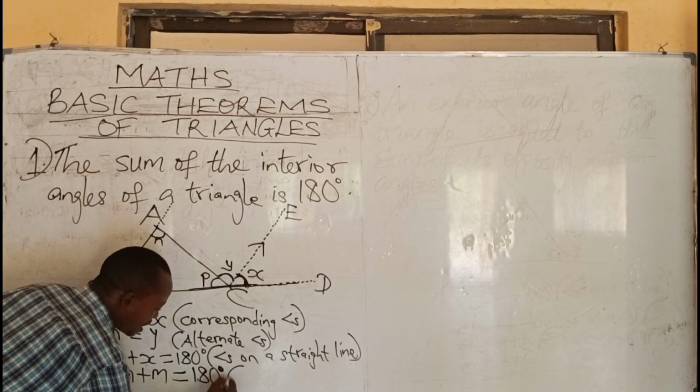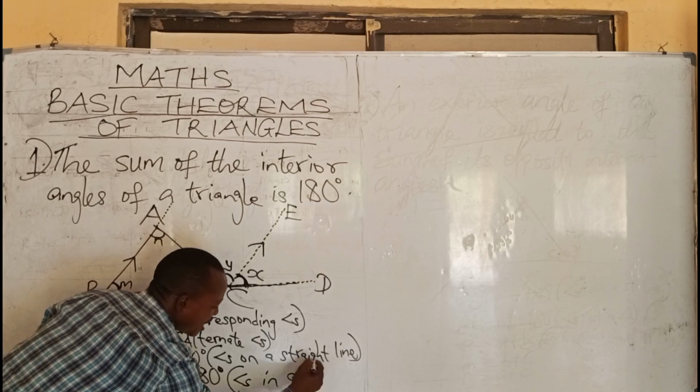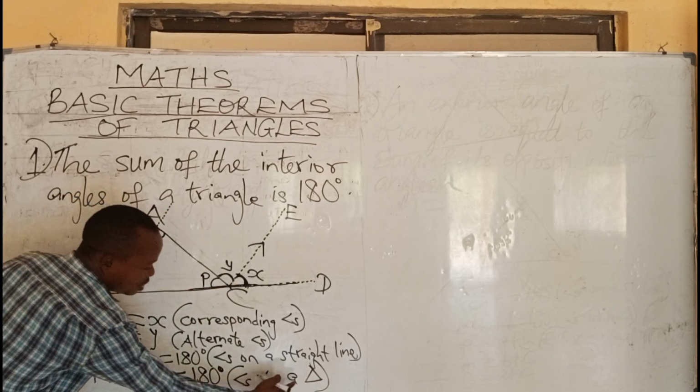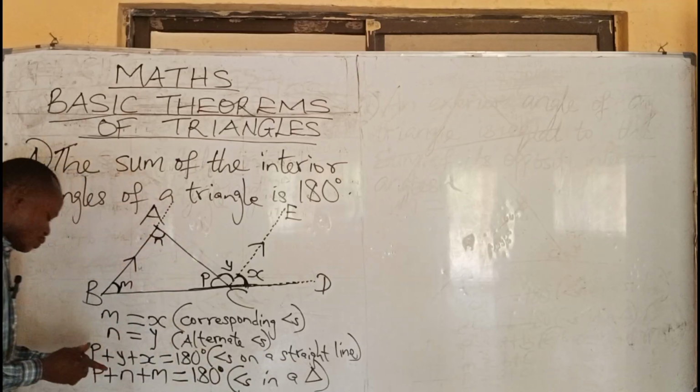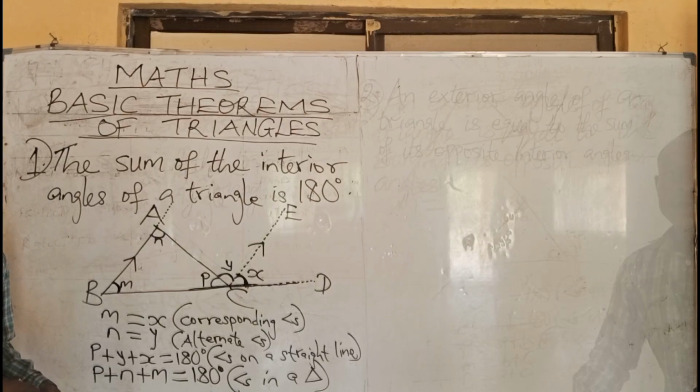So in a bracket, we state here angles in a triangle. Just as this symbol here means angles, this one means triangle. So angles in a triangle is 180 degrees. We shall now move to the second theorem.